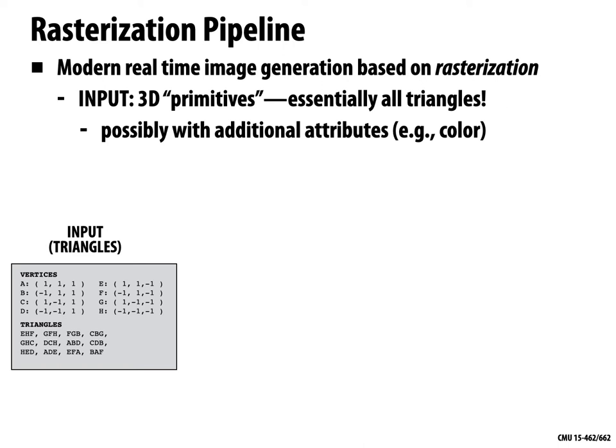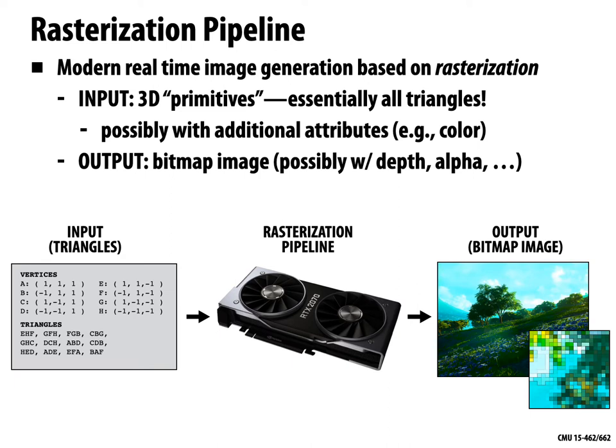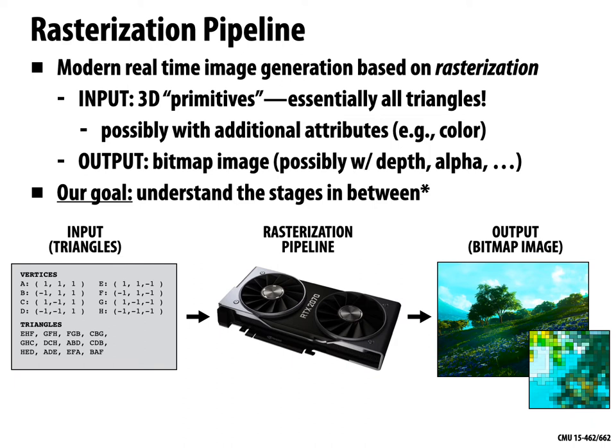We then feed this data into the rasterization pipeline, this kind of black box, and the final output is a bitmap image. It's an array of pixel values, which store one color per pixel, possibly, again, with some additional attributes like depth, so how far into the screen is that pixel, and alpha, how transparent is that pixel. So our goal is going to be to build up the stages in between. How do we go from that very basic input into this beautiful image that you see on the far right?